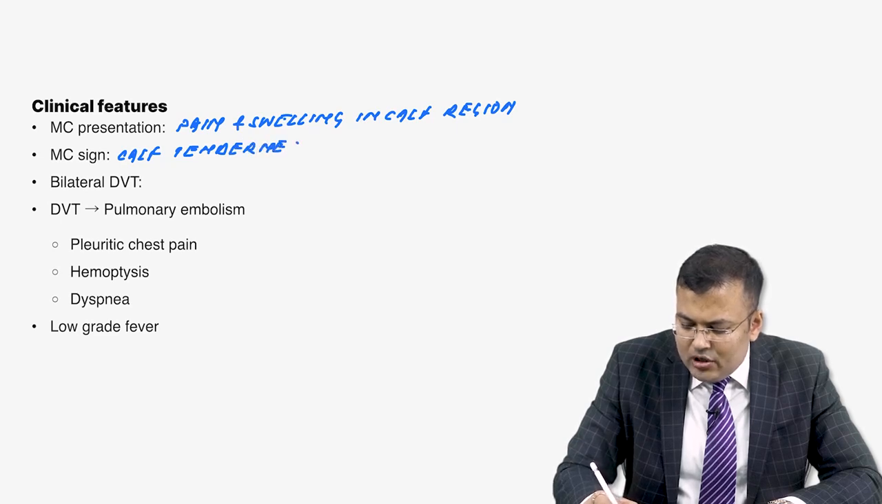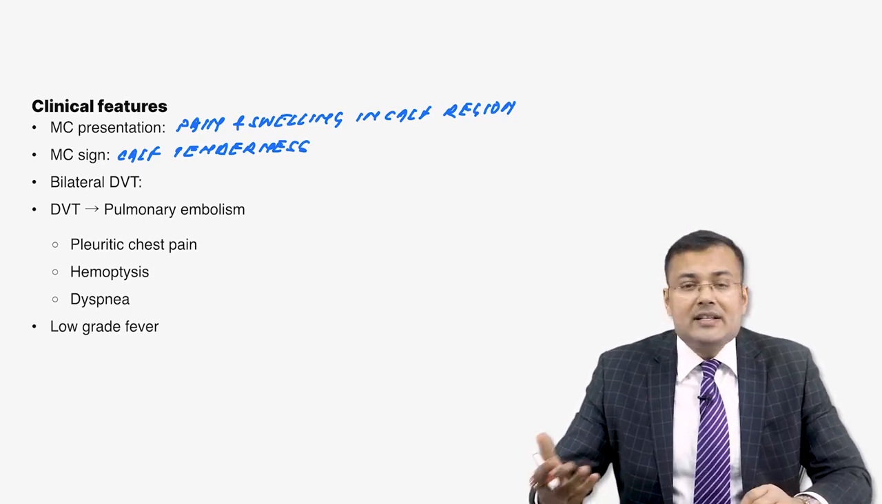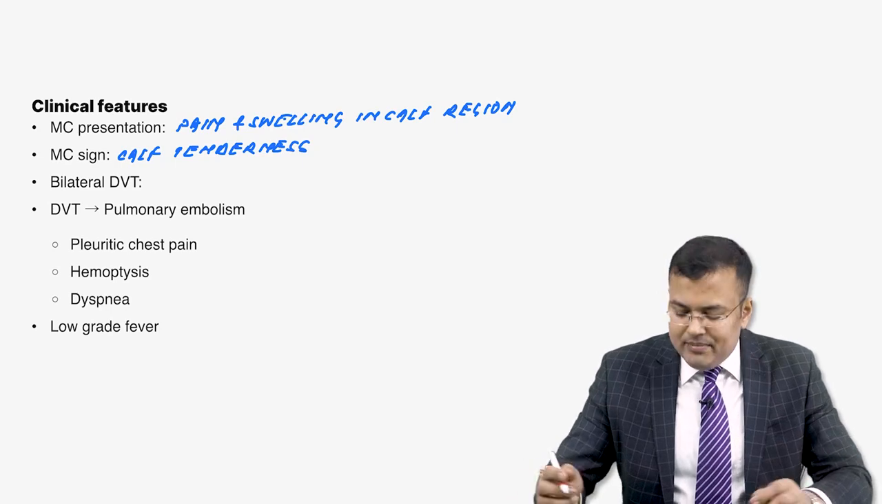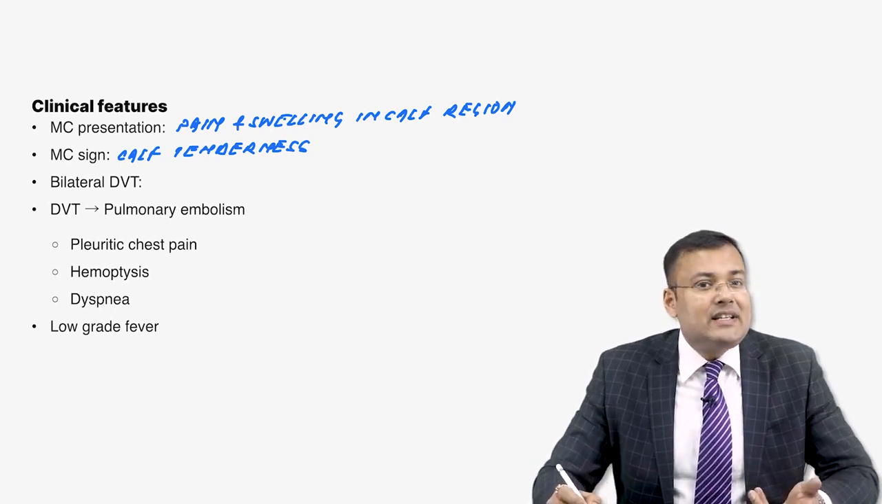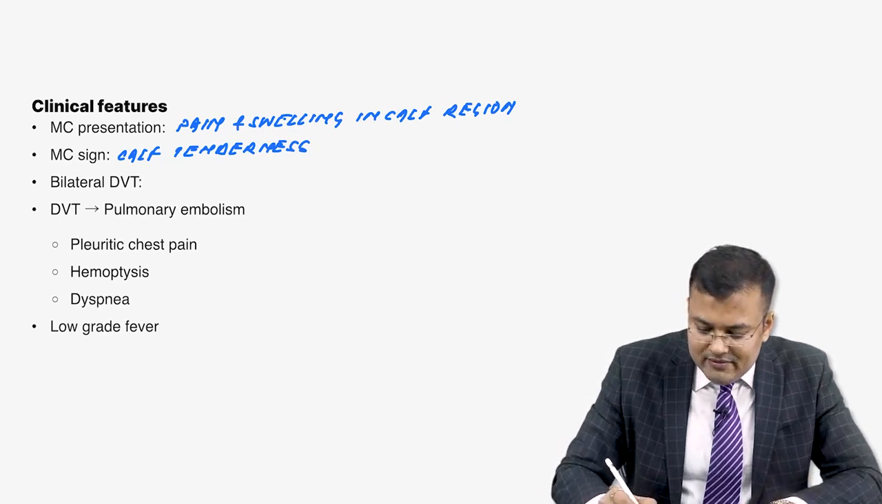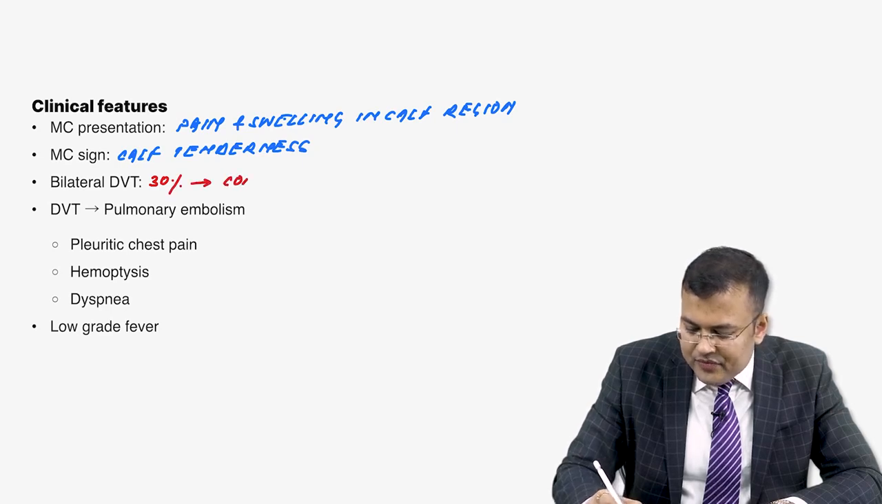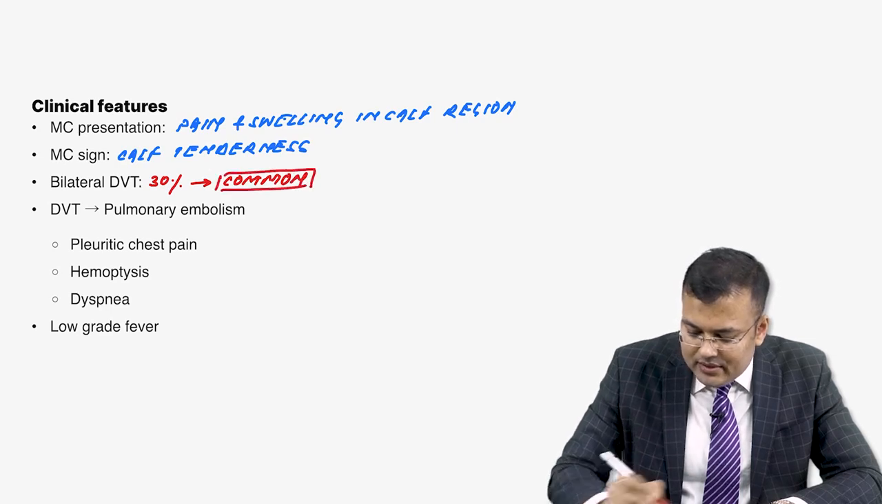This question was asked long back in NEET PG: is bilateral DVT common or rare? Yes, the risk factors are there. That's why you can't believe that bilateral DVT is seen in 30% cases. So it's common. Bilateral DVT is seen in 30% cases. So you know that it's common, right?